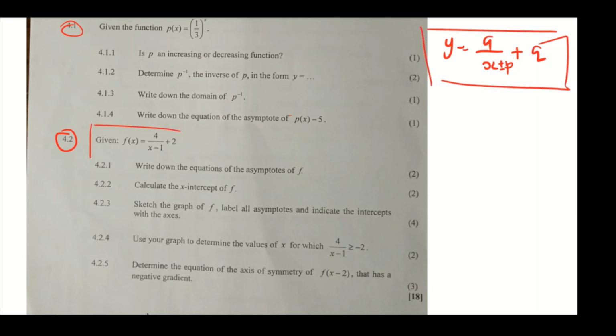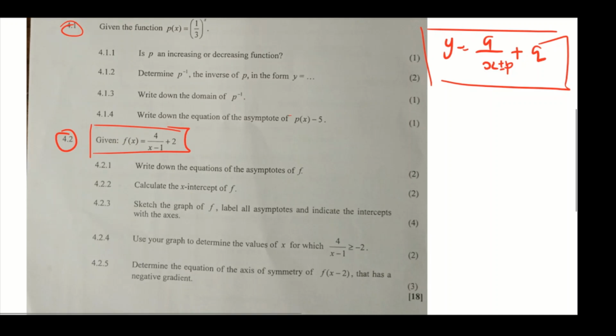Anyways, let's continue. Now 4.2.1. If you take a look here, we're given this function here, and it is a hyperbola. Hope you know a hyperbola, right? It has two asymptotes. So the general formula for a hyperbola is y equals a over x plus q, right? So let me say x plus or minus p. So that is a hyperbola, the standard form of a hyperbola.